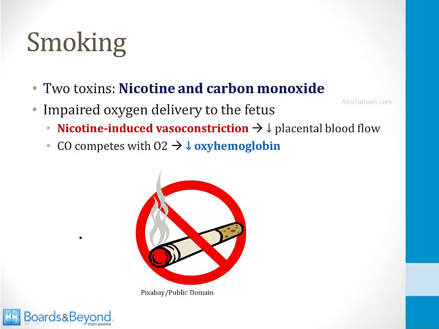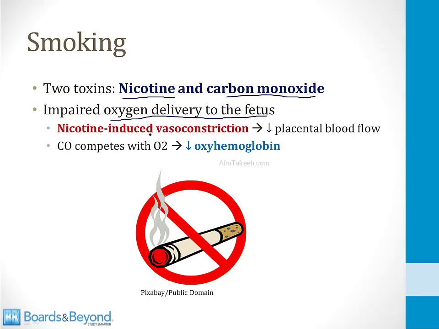Now let's talk about smoking during pregnancy. There are 2 toxins in cigarette smoke that can harm the baby. First of all, there is nicotine, and secondly, there is carbon monoxide. Both of these substances can impair oxygen delivery to the fetus. This is what you want to know for step 1 of your boards.